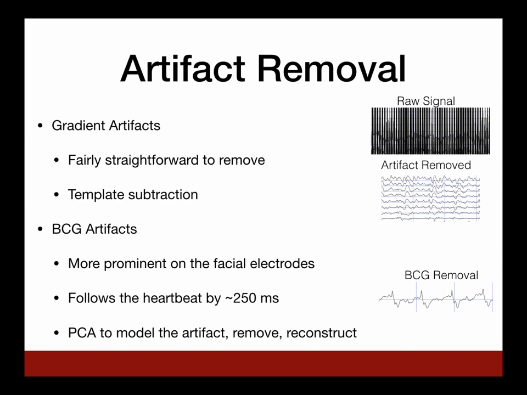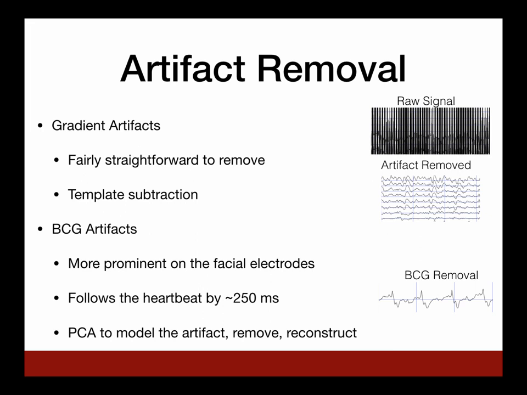Fortunately, very smart people have been thinking about this since about 1997. Gradient artifacts are fairly straightforward to remove. All we have to do is template subtraction. So we know when the TR markers are because our EEG system is linked to our fMRI system. And we can take our raw signal that looks like this, and we can subtract out the gradient artifacts and get something that looks pretty close to regular EEG.